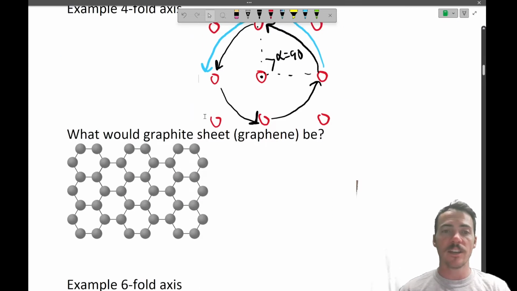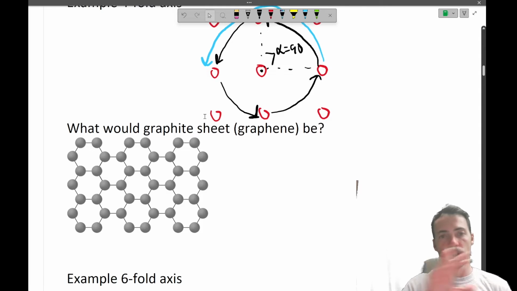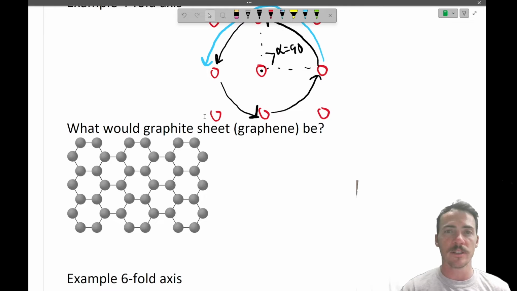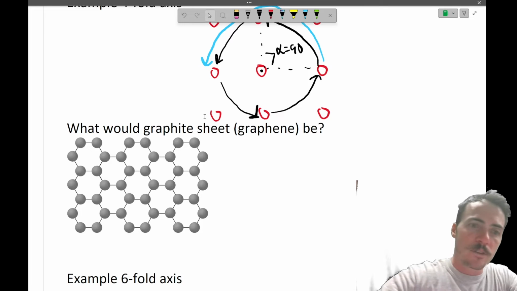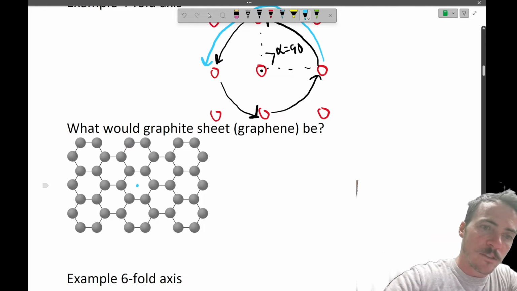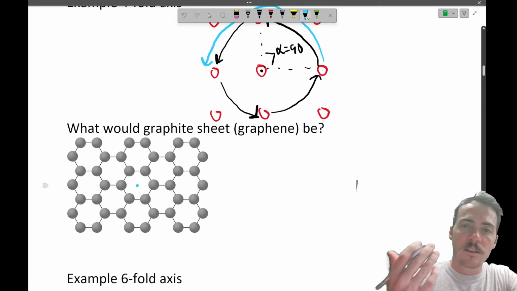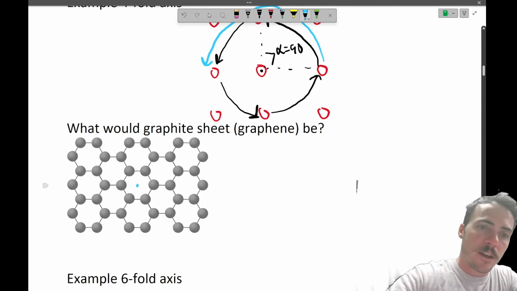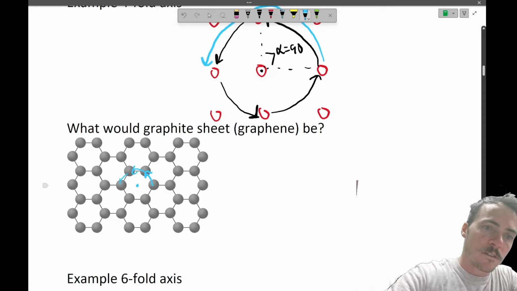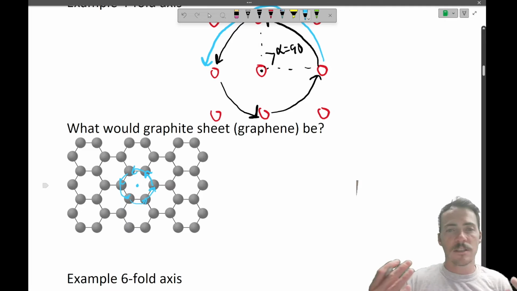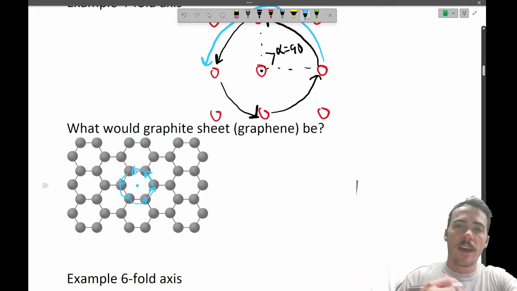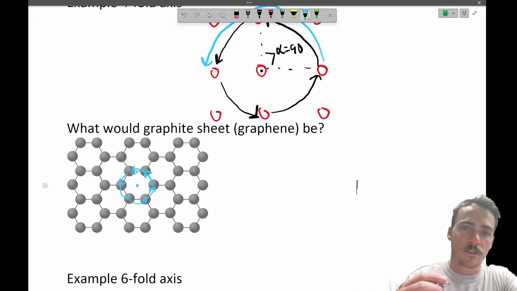Similarly, we can see that in graphite. A single sheet of graphite, or graphene, we can look at this and identify the symmetry present. It depends on where we start. For example, if we start right here in the center, we can see that this has 6-fold symmetry. If we rotate this atom 60 degrees, it goes there, another 60 degrees, another 60. 60 degrees at a time times 6 gives you 360 degrees. So that has 6-fold rotational symmetry.